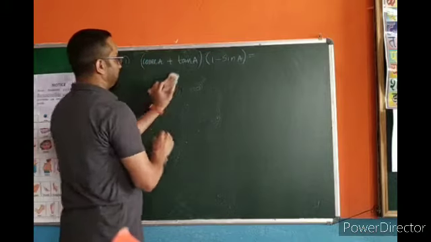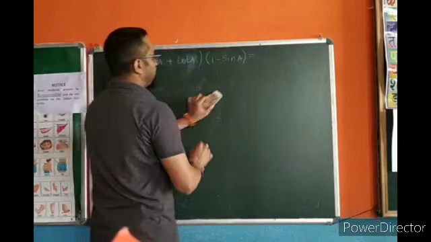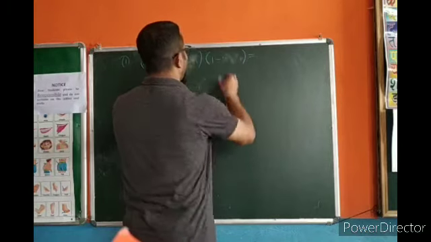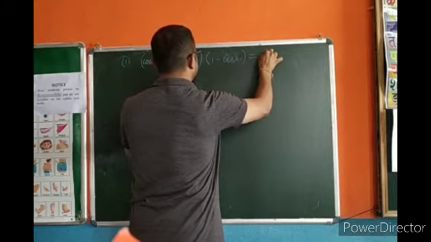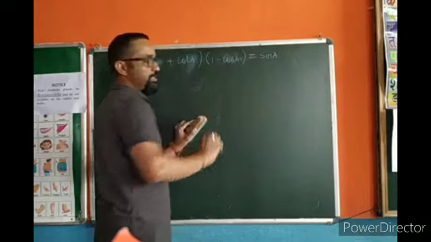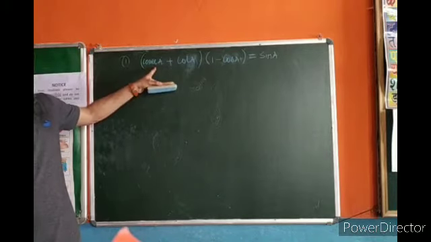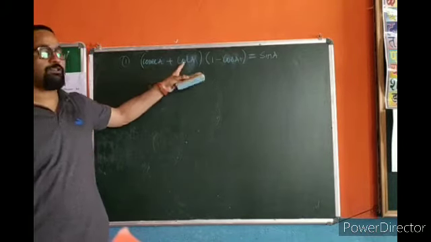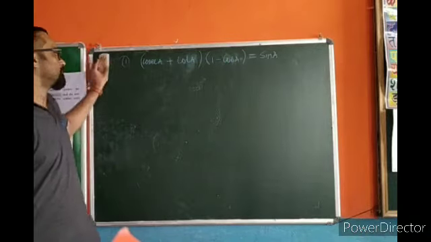(Cosec A + cot A)(1 − cos A) is equal to sin A. You need to prove this. Similar steps are involved. Cosec will change to 1 upon sin, cot to cos upon sin, take LCM, then use the identity at the end.